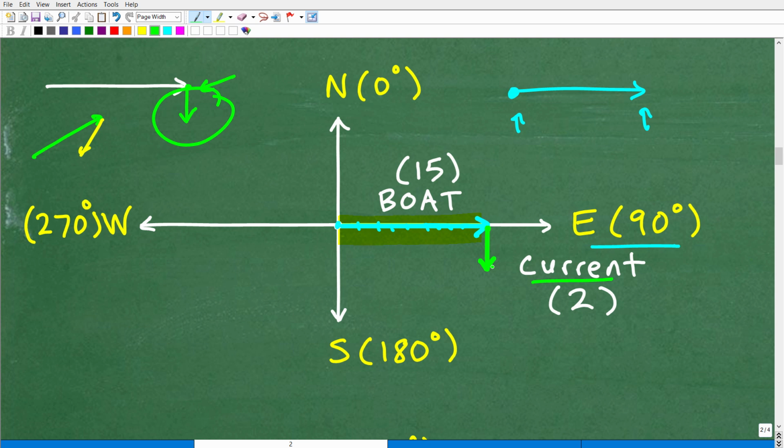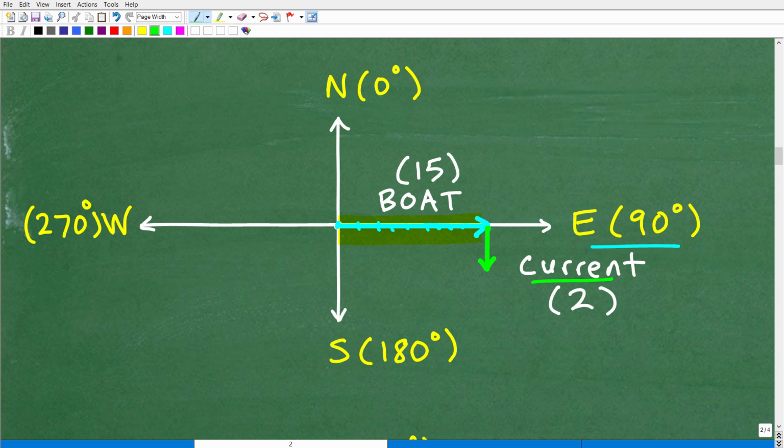The way you get the true heading and speed of this boat is through something called vector addition. Once we have this set up, the tail of the first going to the tip of the second, this one right here is our answer. The length of this arrow is the actual true speed of the boat. And this direction is the actual true direction that this boat is traveling in, with the current acting upon the boat. So we have to figure out this math problem.